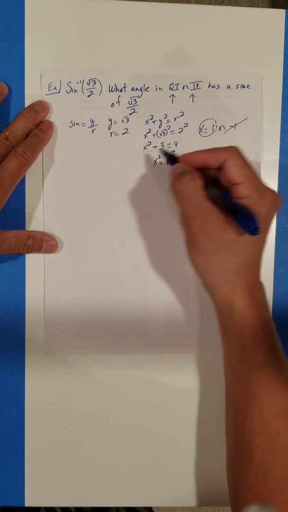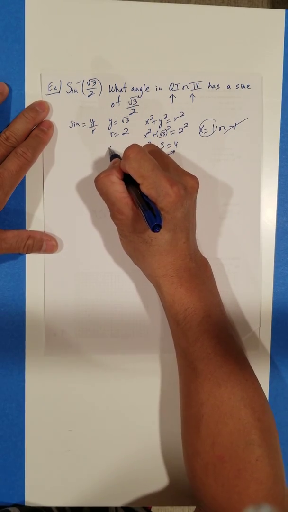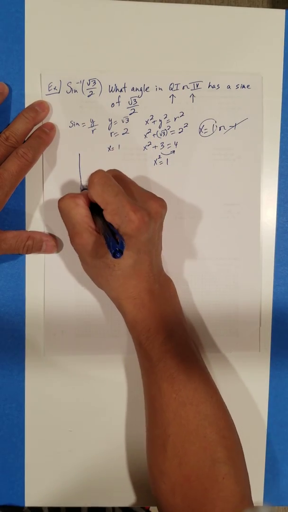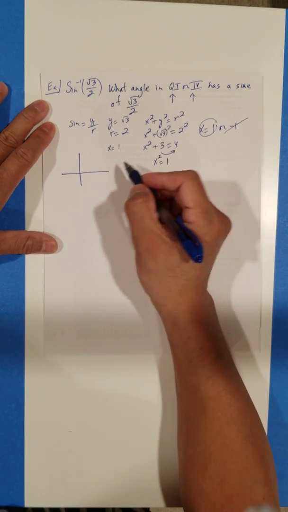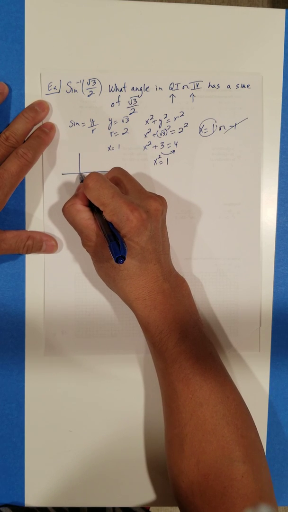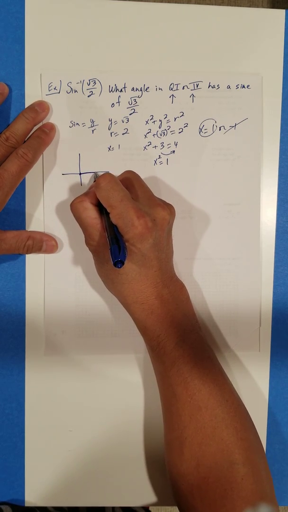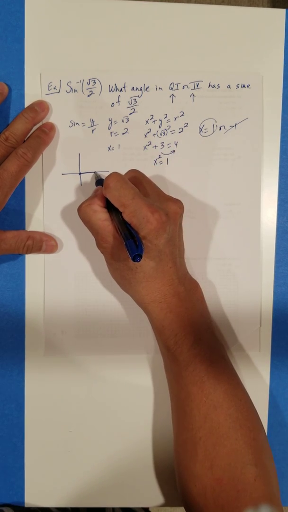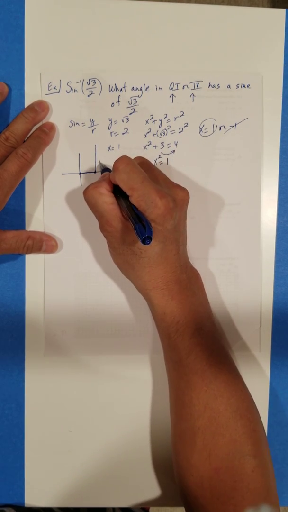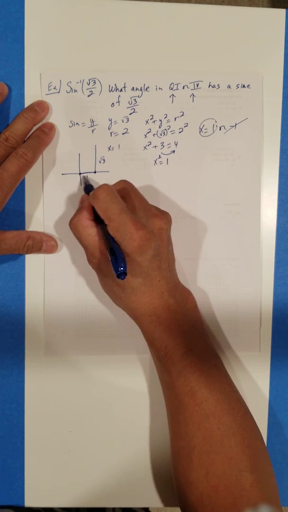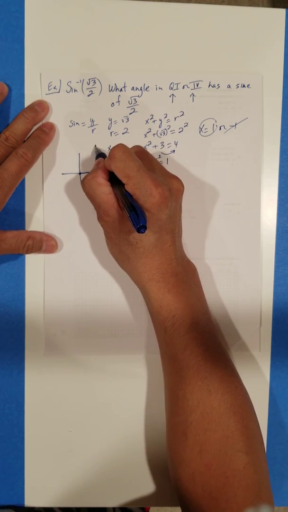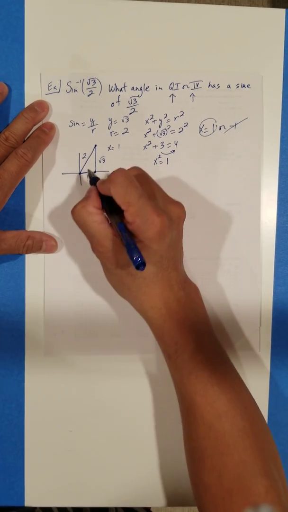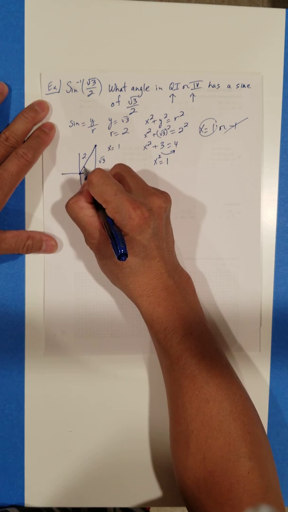Okay, so now we have our three numbers. x equals 1, y equals radical 3, r equals 2, and then we're going to draw that out. Okay, so x is 1, so I'm starting from the origin. I go 1 to the right. Y is radical 3, so I'm going to go up radical 3. So here's 1 for x, radical 3 for y, and remember r, you go back to the origin. So r is 2.